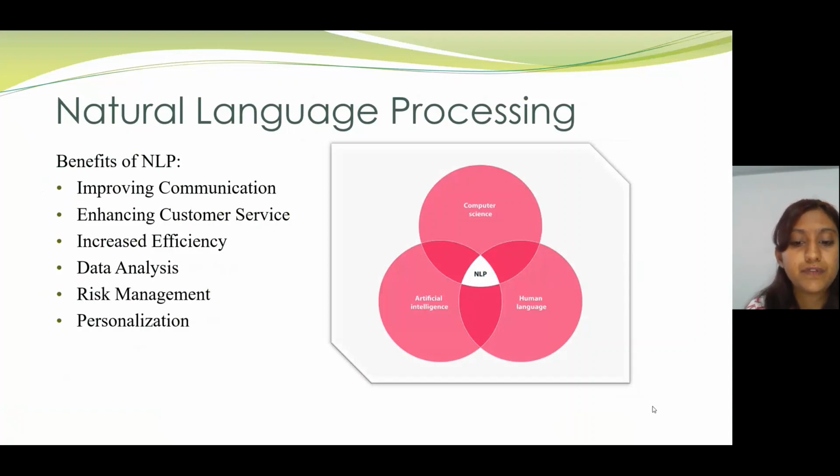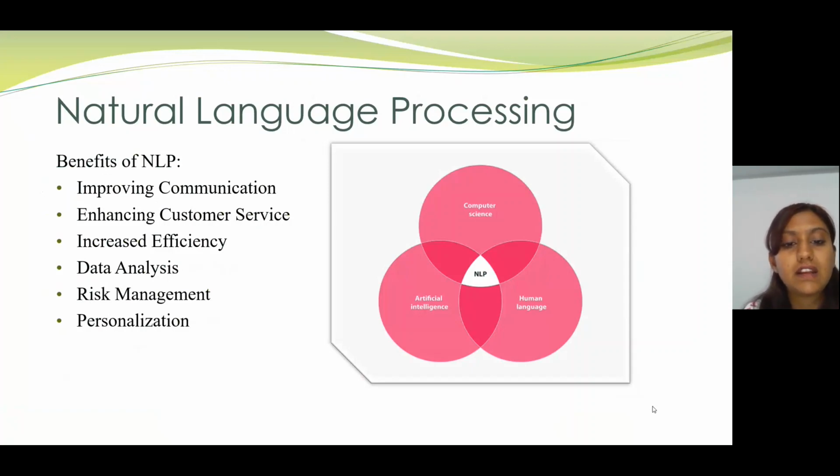such that it helps to improve communication through a better understanding of language, and it helps identify underlying meanings and hidden messages. Then enhancing customer service: customer service can be improved by automating responses to frequently asked questions, in turn reducing wait times and increasing efficiency. NLP automates repetitive tasks, reducing manual effort and helping to save time and increase productivity.